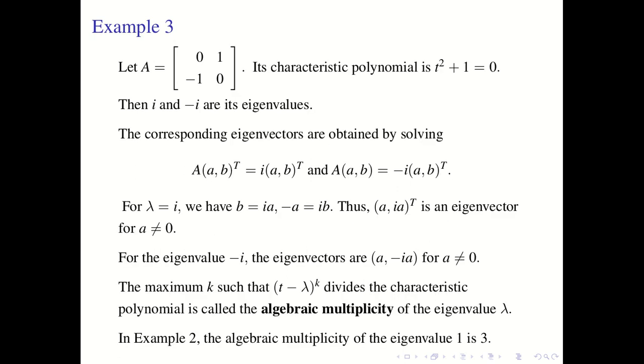So we conclude this lecture here. We will look at more properties of eigenvalues and eigenvectors in the later lectures.